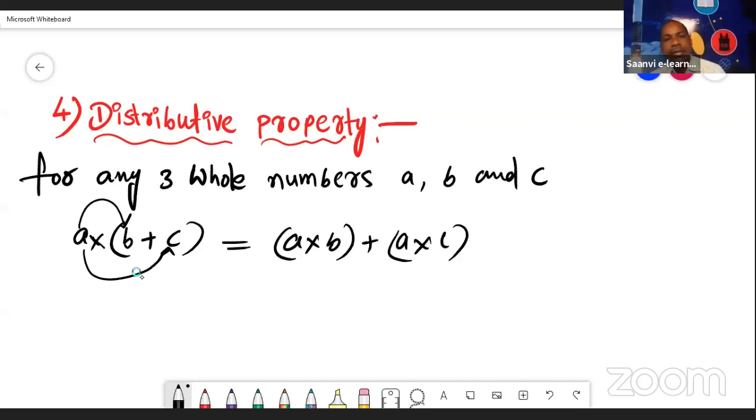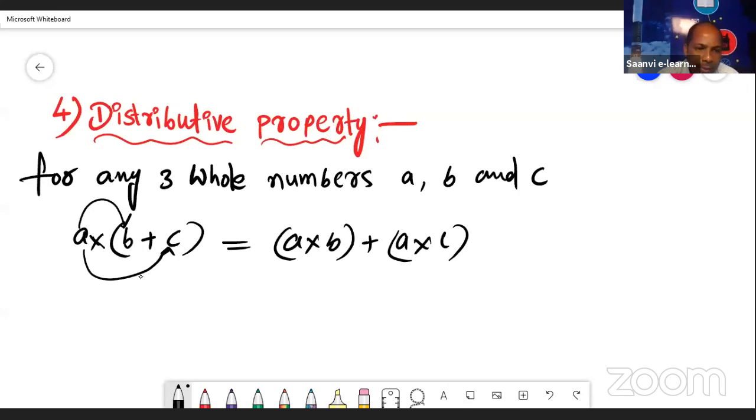So this is the distributive property under addition and multiplication. What is the distributive property? For any three whole numbers A, B and C, A into (B plus C) means when we multiply the first whole number with the sum of the other two, the LHS and RHS values should be the same. It means A into (B plus C) is equal to A into B plus A into C.